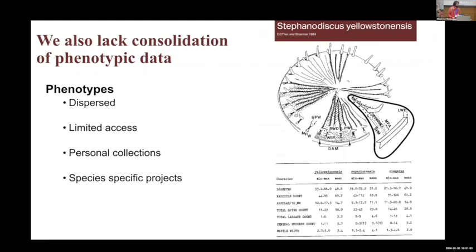We also lack consolidated phenotypic trait data. So this is a really good version of trait data from a pretty pronounced paper studying evolution from one Stephanodiscus species to another, Niagarae to Yellowstonensis. But again, we run into this limited access. I have to email Ed Theriot, hey, can I use your data? Can you have it? And he's happy to collaborate, of course, but I still have to go do that. So building a portal to access that would help a lot.